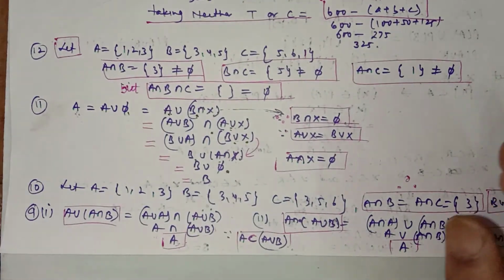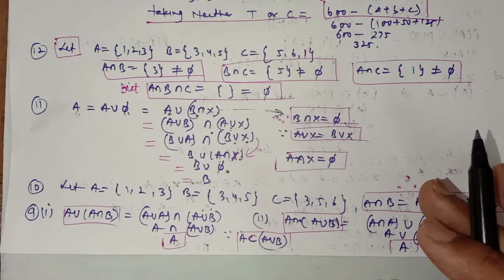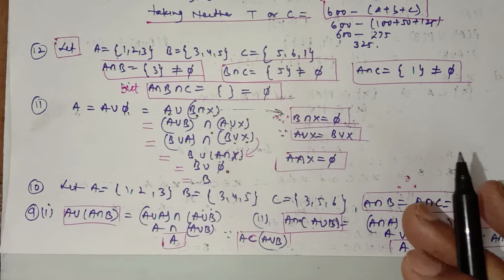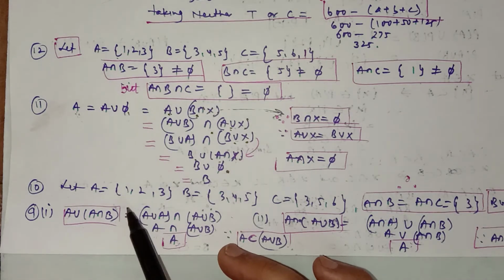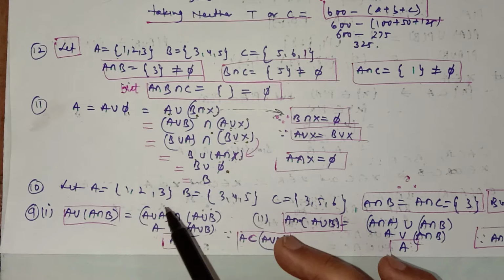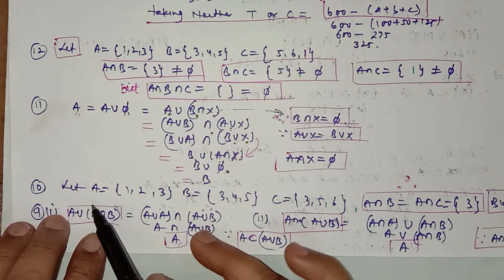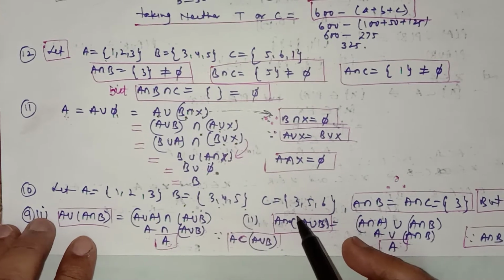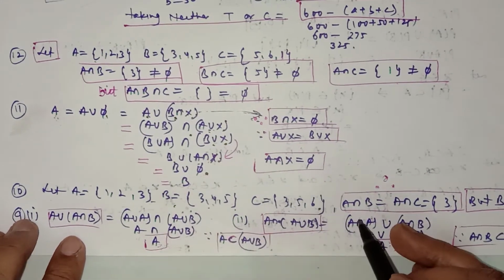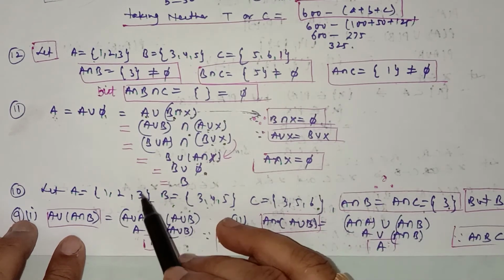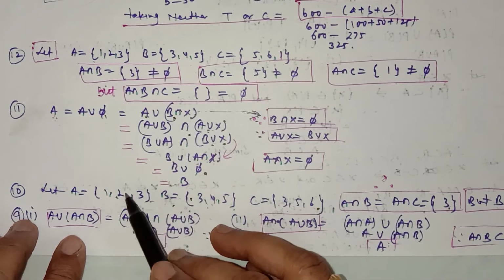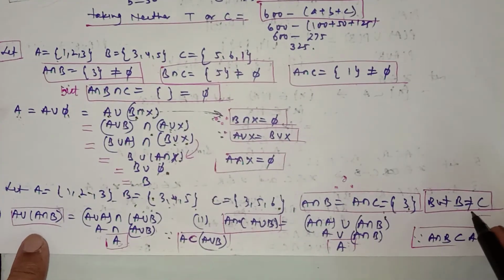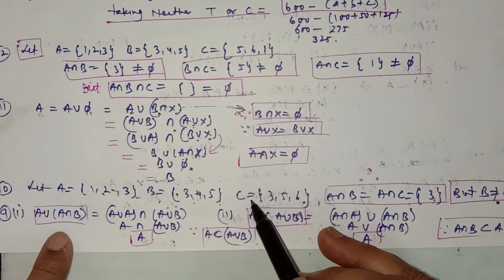Now in question number 10, you have to show that if A intersection B is equal to A intersection C, then it is not necessary that B is equal to C. So I have taken as an example that A intersection B is equal to A intersection C, but B is not equal to C. A is equal to 1, 2, 3, and B is equal to 3, 4, 5, and C is equal to 3, 5, 6. Here A intersection B and A intersection C are both coming out to be 3, but B and C are not equal. You can take any other example, the answer can vary.